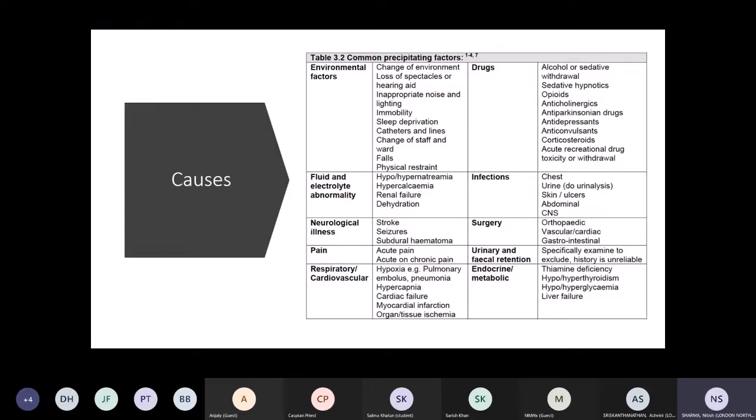Then we would go on to the medical causes, which would include fluid and electrolyte abnormality and neurological illnesses like strokes, seizures, subdurals. Pain is very important. So sometimes what happens is an elderly patient who's got absolutely no background of any medical condition, and it's very common to see an 85-year-old man who had a fall and injured himself going into a delirium, and then it starts all going downhill from there.